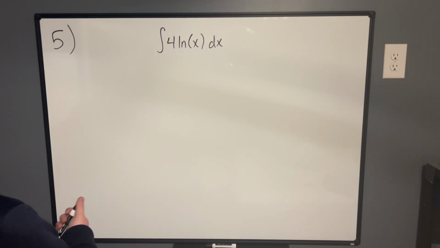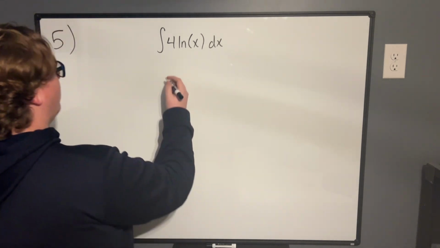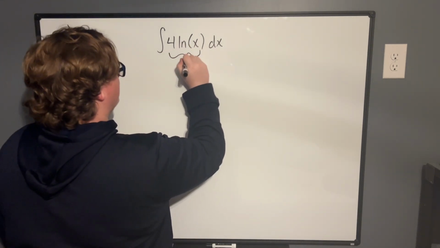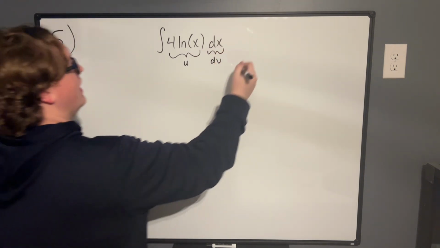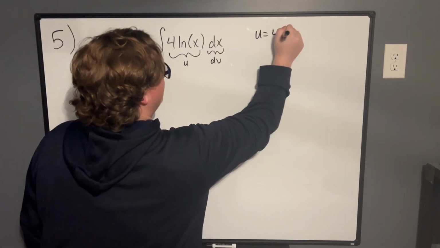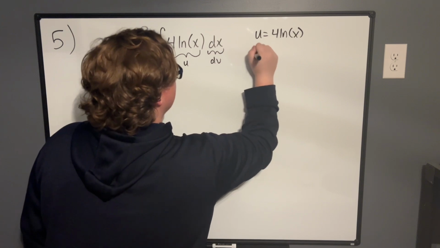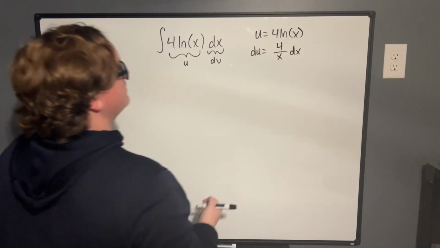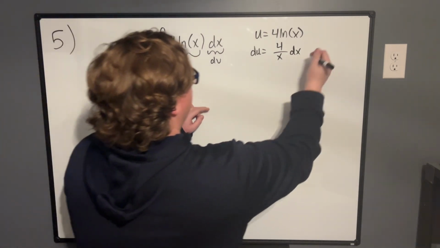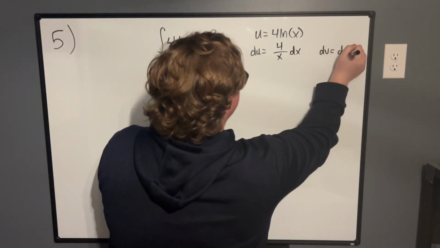And it looks weird because it looks like we really only have one function, but remember that the dx is technically eligible to be used, right? We can use it as 1 times dx. So we're going to treat 4ln x as our u, and our dx is just going to be our dv, right? So I have that u is equal to 4ln of x, which means that du is going to be equal to 4 over x dx.